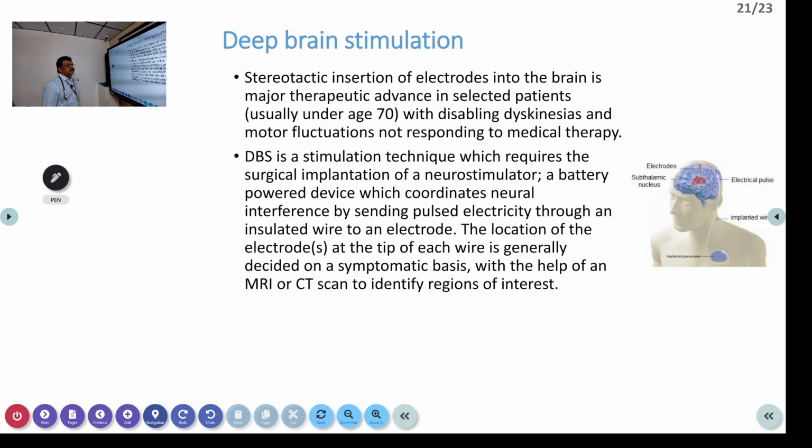Deep brain stimulation is a newer modality of treatment, like we use a pacemaker. Here also we use a type of pacemaker and it will be stimulating the brain of the Parkinson patient. So nowadays it's a very important treatment modality for Parkinson disease, not Parkinson plus syndrome, because in Parkinson plus syndrome other areas of the brain are also involved. So this is most effective in Parkinson disease.